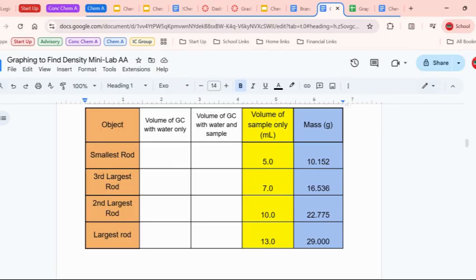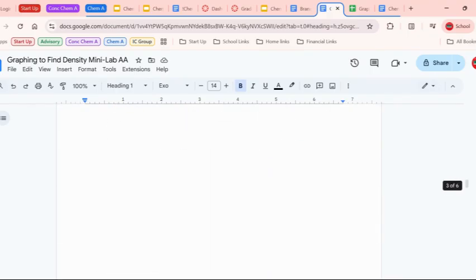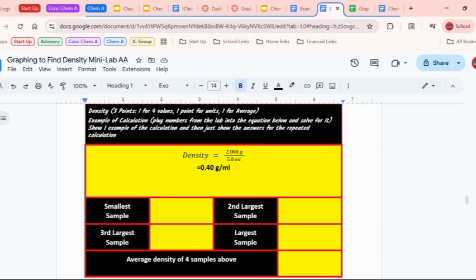The smallest rod, the third smallest, the second smallest, and the largest. So that is these four boxes right here. Smallest, third largest, second smallest, largest sample. You are going to do mass divided by volume for each of these four.